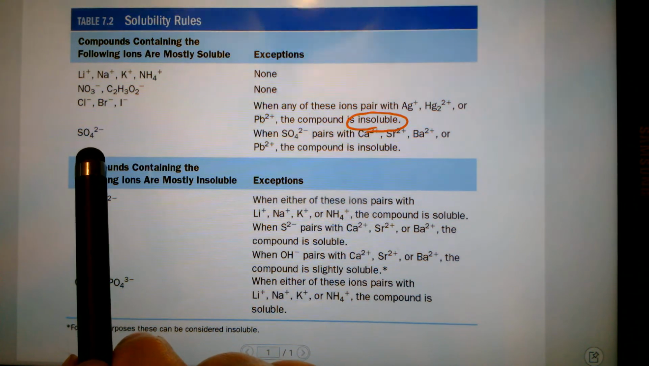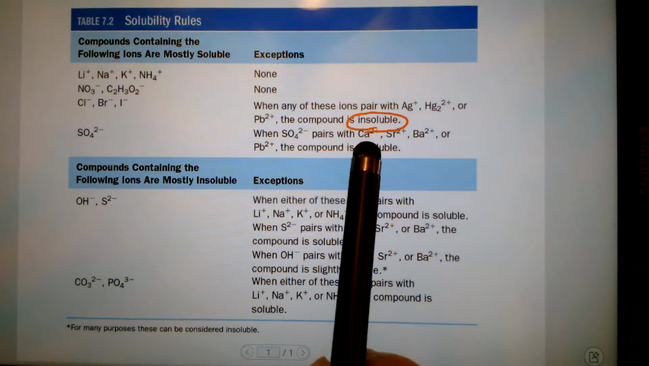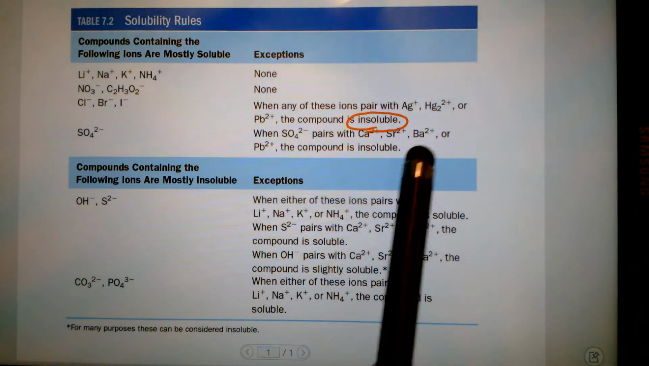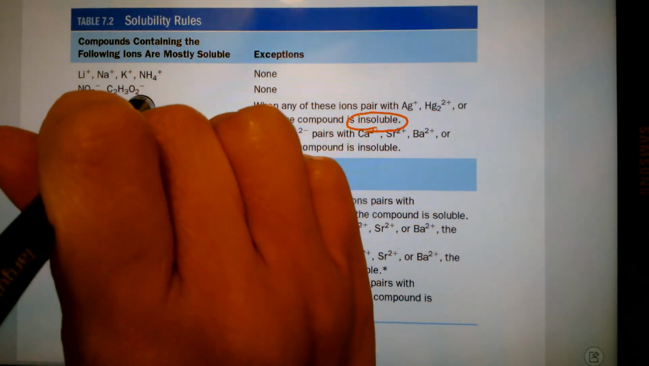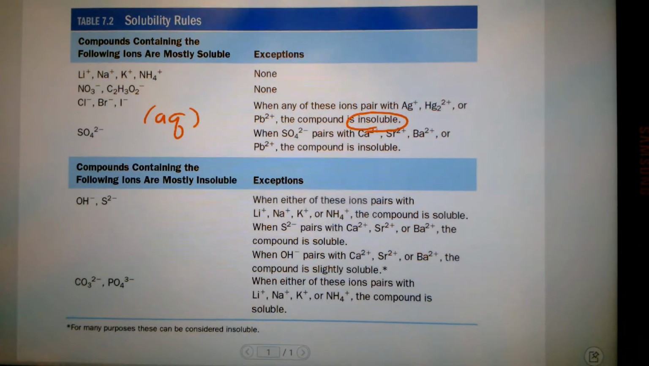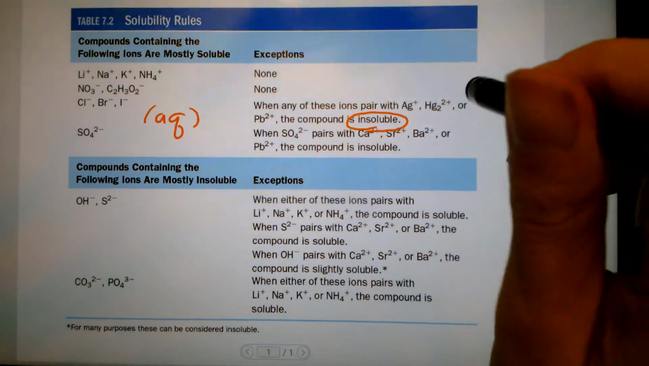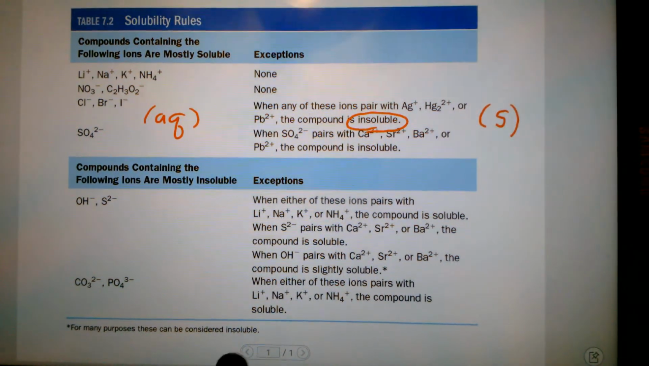So for sulfate, kind of same thing. Most of the time it's soluble, except when paired with calcium, strontium, barium, or lead. Okay, so these are our solubles. So these tend to form aqueous compounds in solution, or they'll dissolve. When paired with these exceptions, it turns it into a solid.